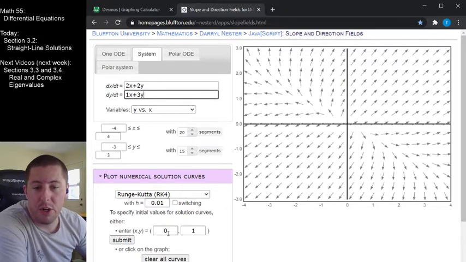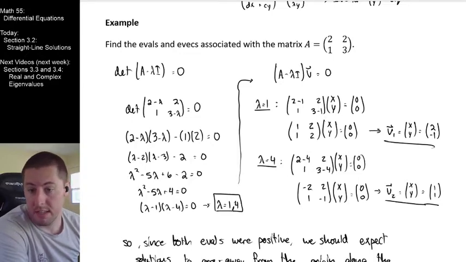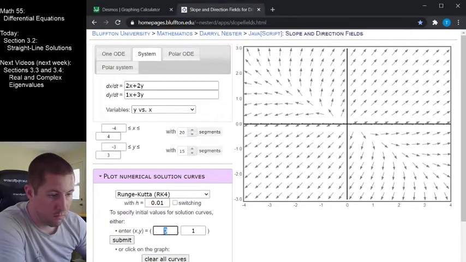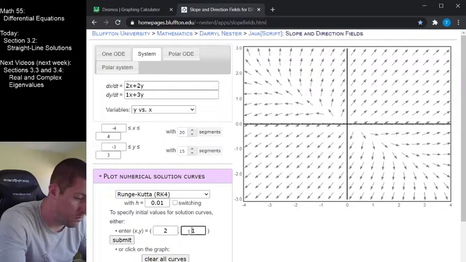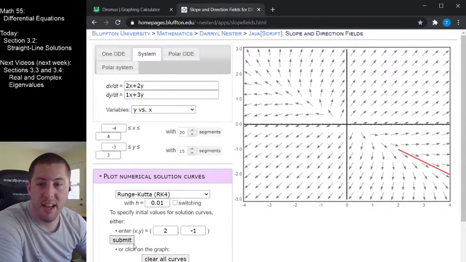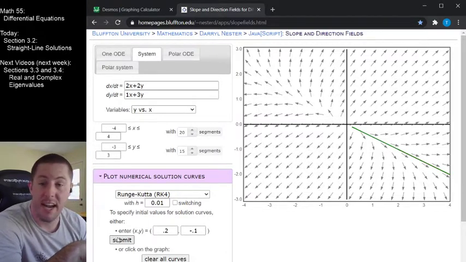Before I go and do any clicking around out here, I'm going to throw in exactly those vectors that we had identified. Coming back over here, we found 2 as the x value and -1 as the y value. Let's see if this really is a straight line solution. Hey, there's a nice straight line right there. And in fact, maybe I should do 0.2 and -0.1 to get one that's closer to the origin so we can actually see it right there.